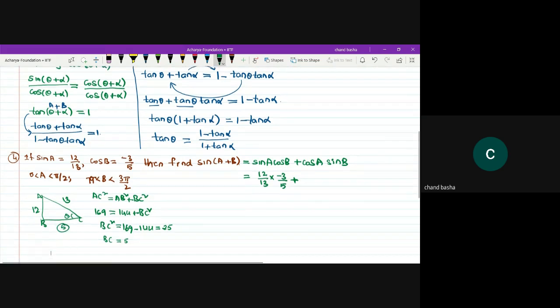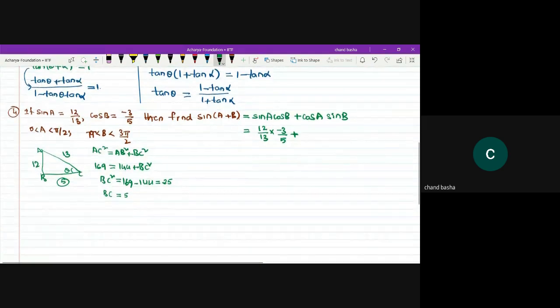We have the restriction that angle A belongs to quadrant number 1, the first quadrant, where all ratios are positive. And pi to 3 pi by 2, that is 180 to 270 degrees, belongs to quadrant number 3. This is important, guys. Sine A is given, and we require cos A. Cos A is 5 divided by 13, so I can put here 5 divided by 13. And we require sine B also.